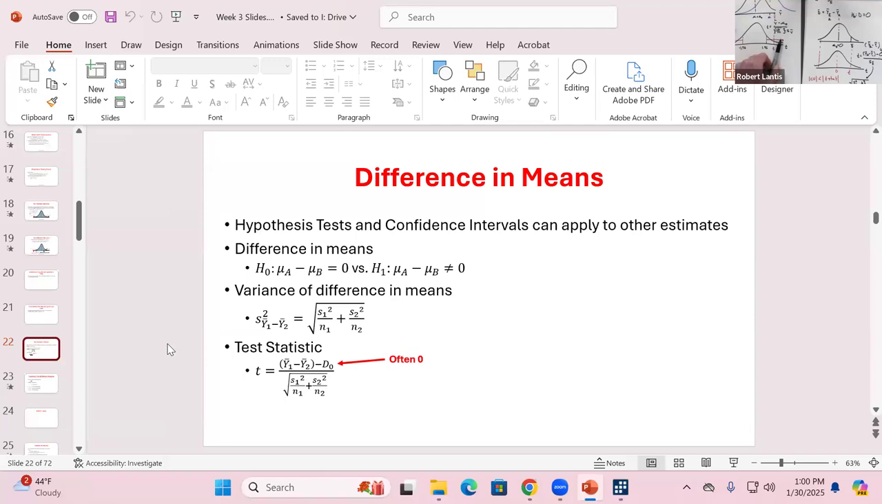Everybody with me on this? Any questions? Let's get this out of the way before we keep moving. And I'll show you how we can do this very quickly in Stata.